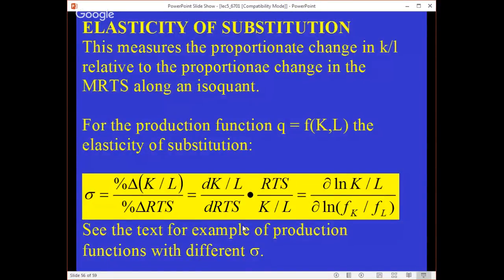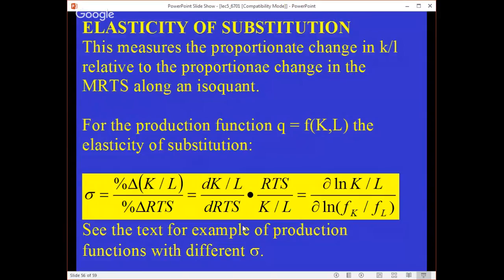So we call it sigma. It's basically the percentage change in the ratio of inputs divided by the percentage change in the rate of technical substitution. I don't know why your book did this here, but I kept it the same. It's a change in the marginal rate of technical substitution. They just left out the M for some reason. I kept it. So it's a change in K over L over the change in the rate of technical substitution times the marginal rate of technical substitution over K over L.